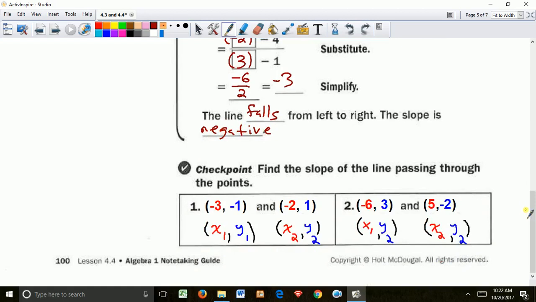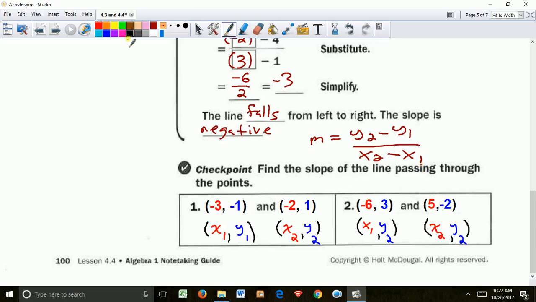All right, for the checkpoint, they want you to find the slope of the line passing through the 2 points. As you're doing these, I greatly encourage you to label x1, y1, and then use a formula. Again, the formula is given by m is equal to y2 minus y1 divided by x2 minus x1.